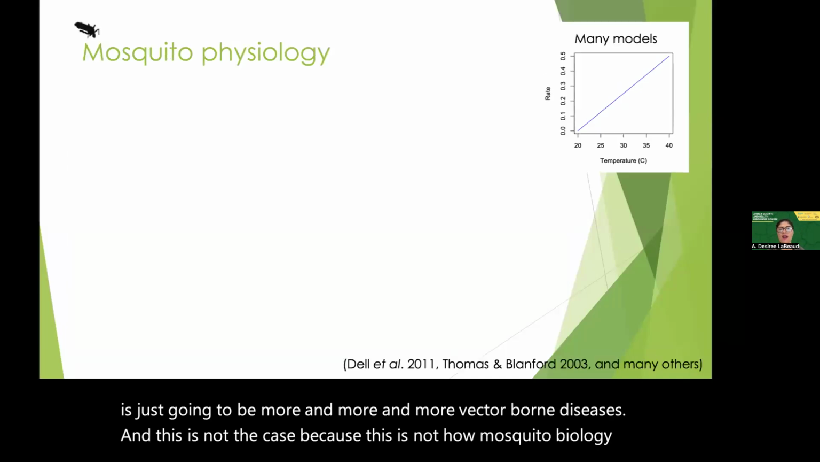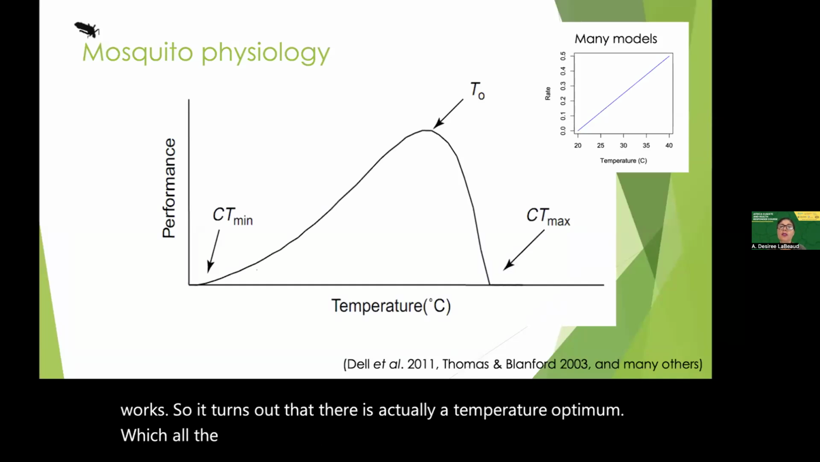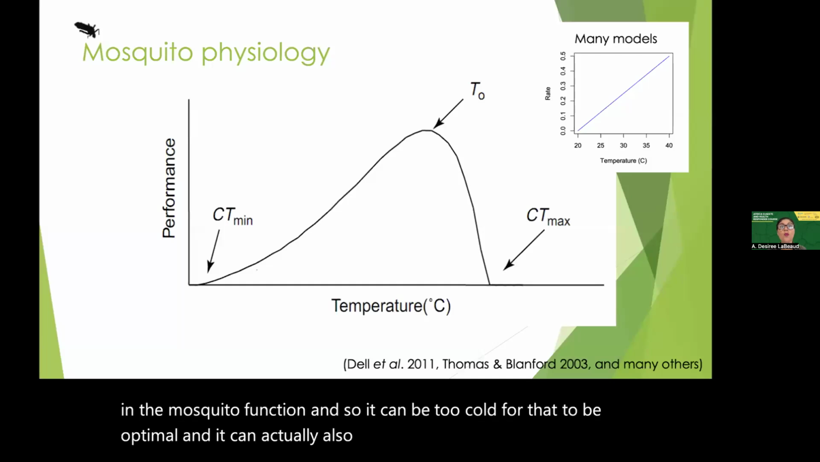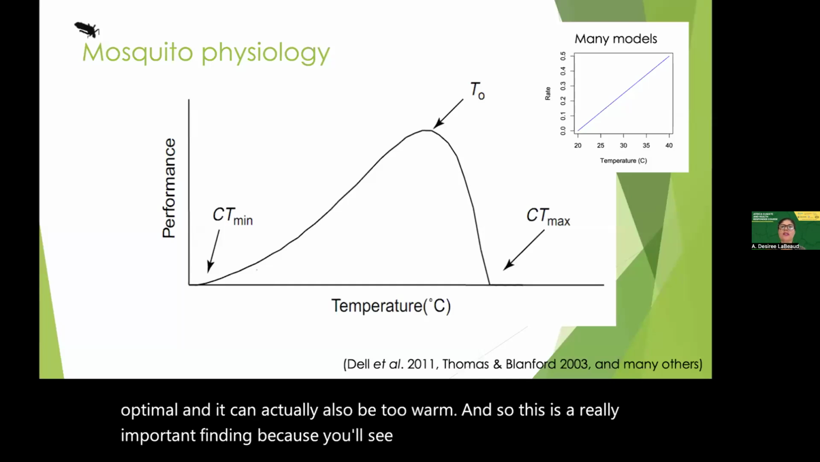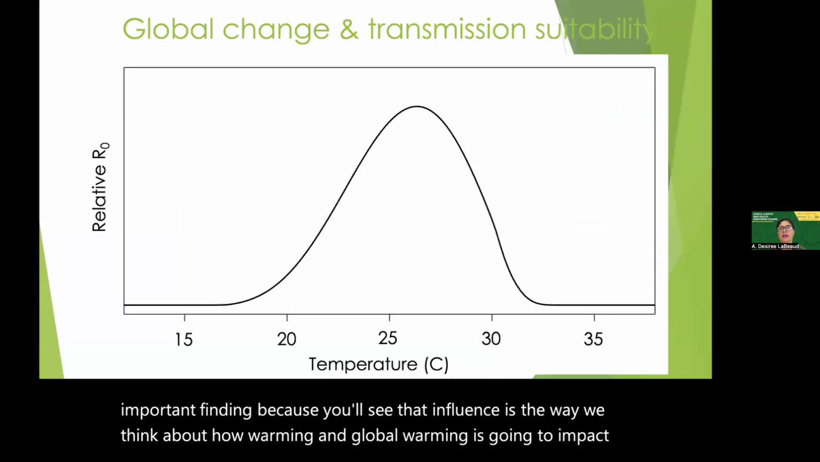So it turns out that there is actually a temperature optimum by which all the temperature dependent processes in the mosquito function. And so it can be too cold for that to be optimal, and it can actually also be too warm. And so this is a really important finding because you'll see that it influences the way we think about how warming and global warming is going to impact these mosquito-borne viruses.